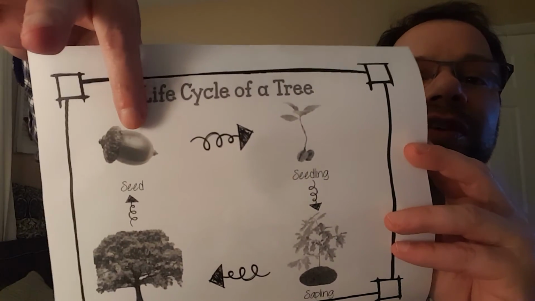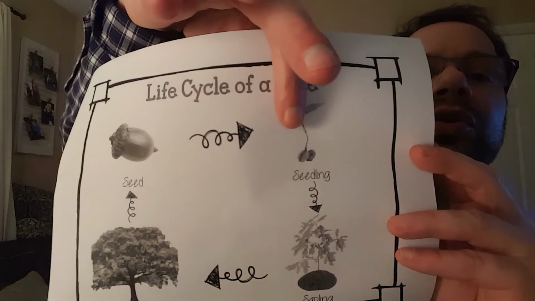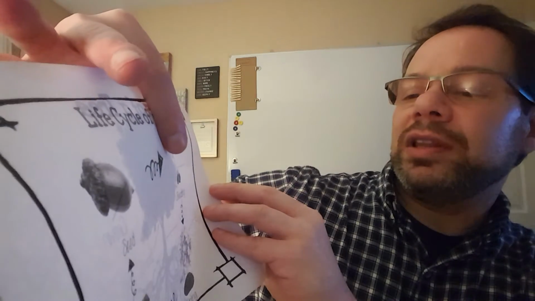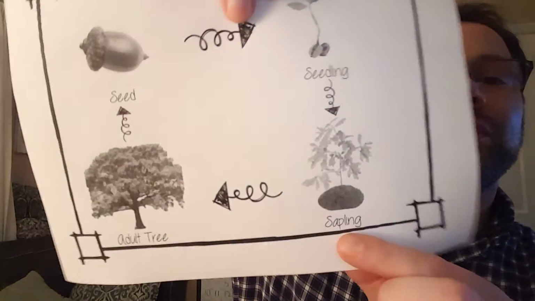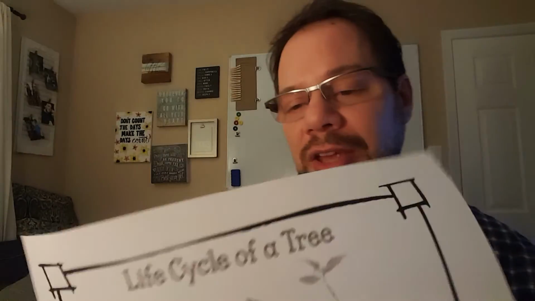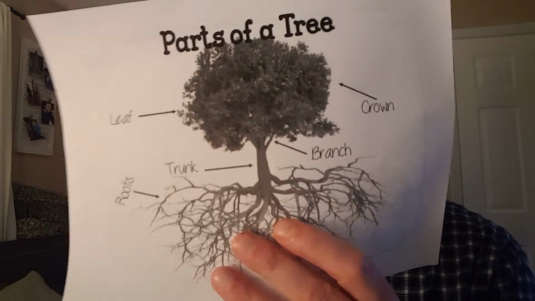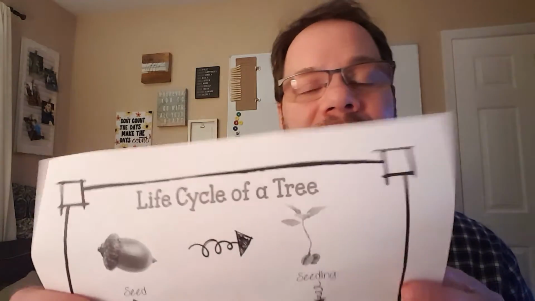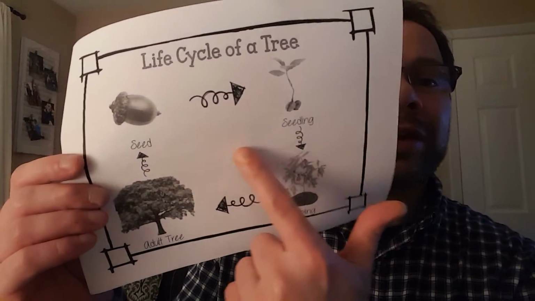So it starts with a seed, it goes to a seedling, then it goes to a sapling, and then it grows to a full-blown tree. So let's say you get through this and you're like, I love that, that was so much fun, and then you want to learn more about the life cycle of the tree. You can go ahead and do this as well.